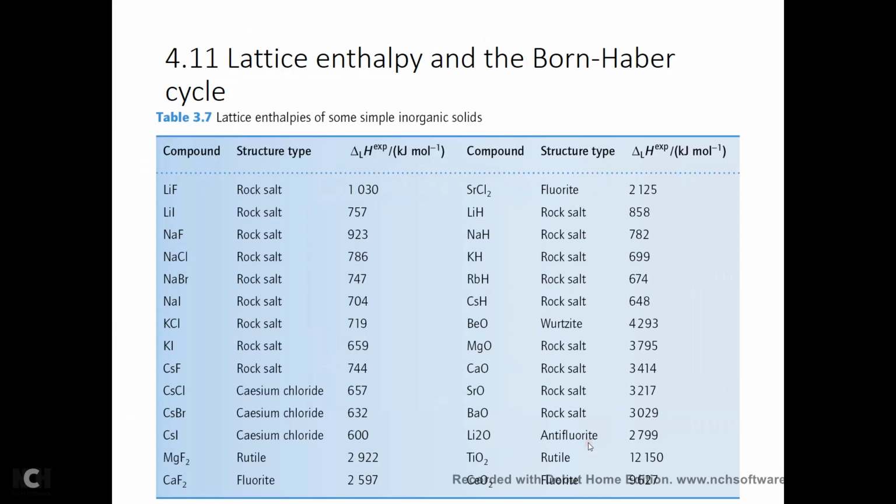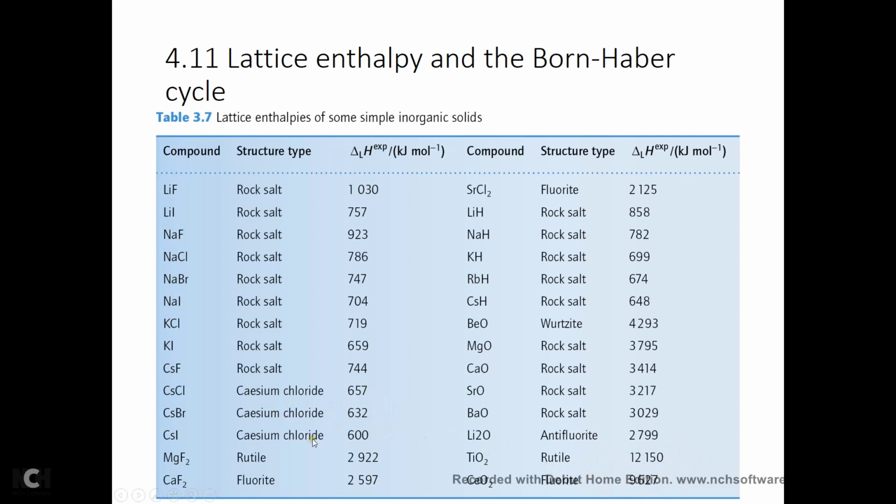Section 4.11, Lattice Enthalpy and the Born-Haber cycle. First, let's look at this table of lattice enthalpies of some simple ionic compounds. Let's look for the smallest numbers and also the largest numbers. These are the smallest numbers, 600-ish. These two are the largest numbers, around 10,000.